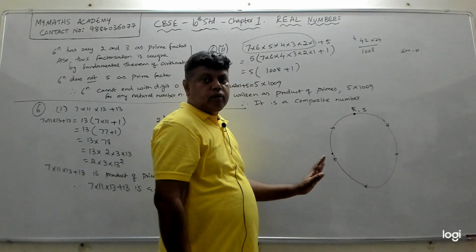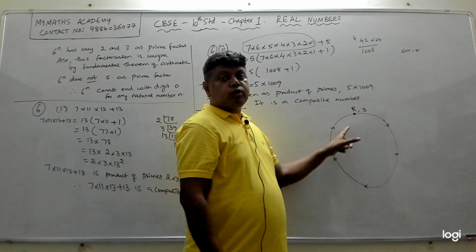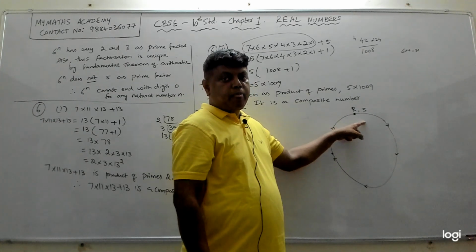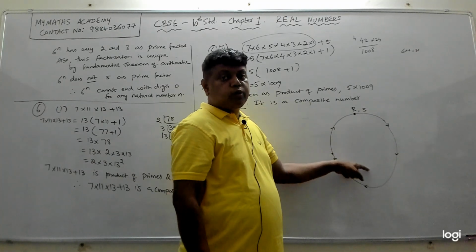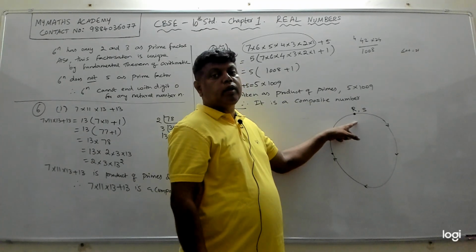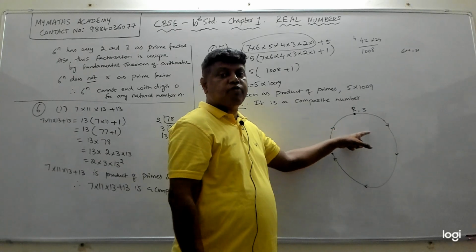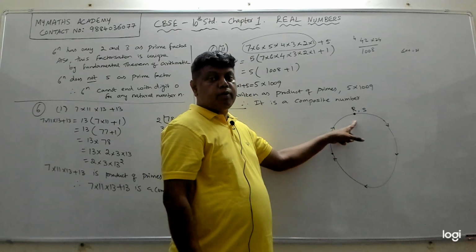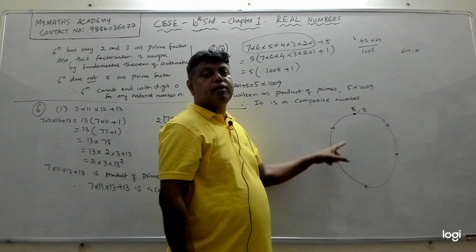At the 12th minute, Sonia takes 18 minutes, so she will come here only after 18 minutes. Ravi and Sonia both start from here. Both are going, and Ravi takes only 12 minutes to come back to this point, but Sonia takes 18 minutes. So after the completion of the first round, Ravi will be here, but Sonia will be here. So both will not be at the same point.